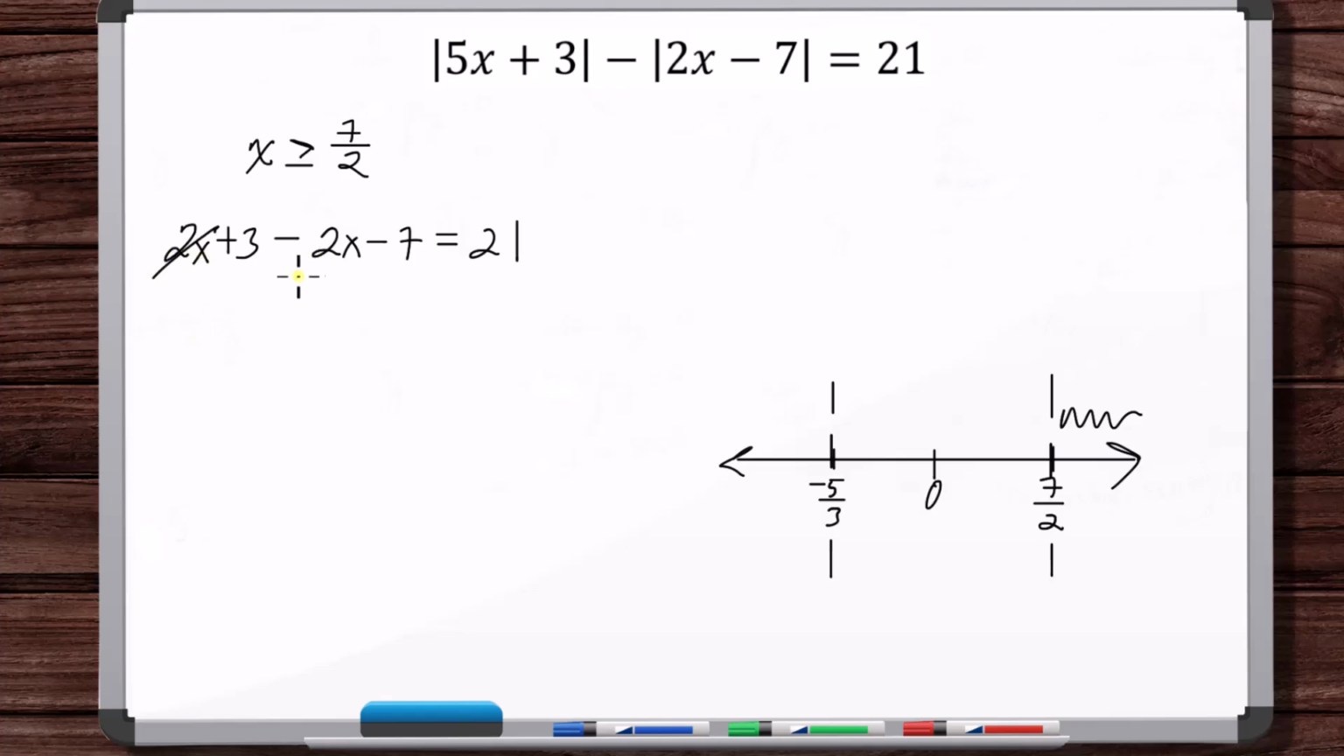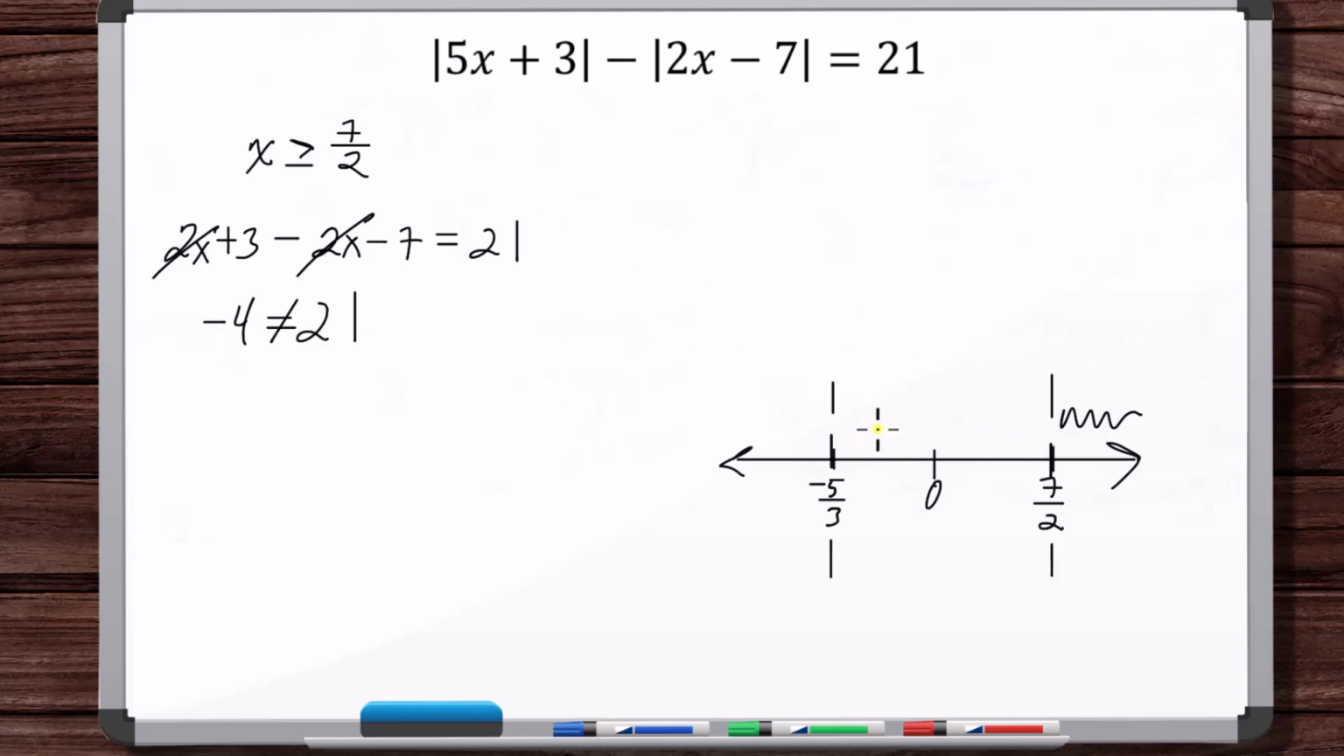2x minus 2x is 0, plus 3 minus 7 is minus 4. That's not equal to 21, so there's no solutions in this region. There's no x that's greater than or equal to 7/2 that's going to solve this equation. Okay, but now we need to analyze the other regions.